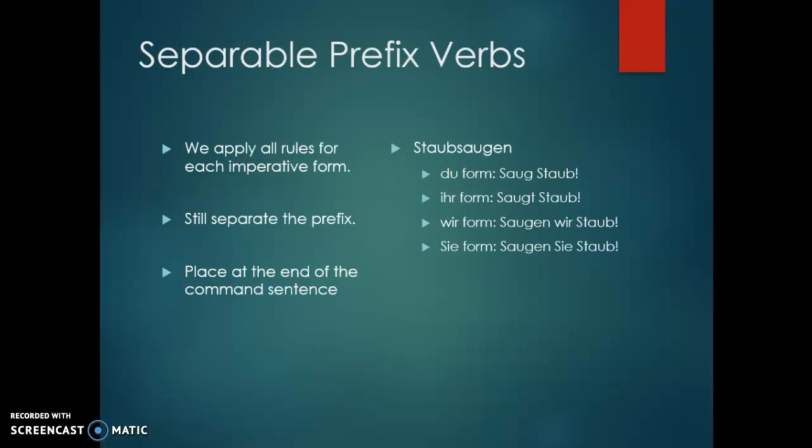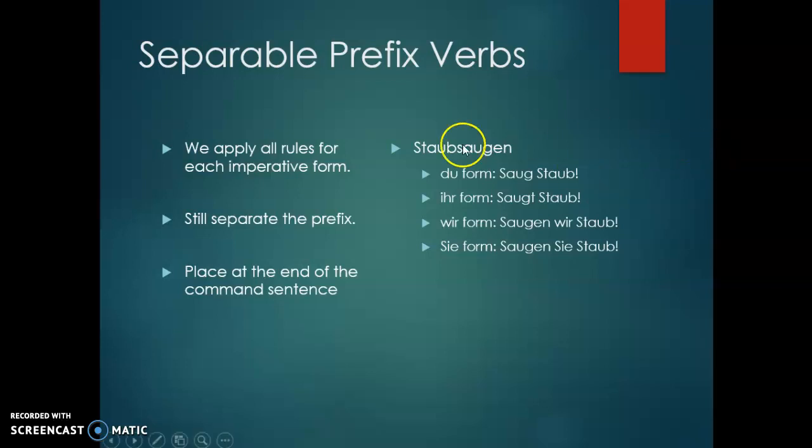Okay. Now, just a quick note for our separable prefix verbs. We may know these as Fruit Ninja verbs. We're still going to apply all the rules of each of our imperative forms. So, for du, we just took off the en on the verb. For ihr, we added a t after taking off that en. For wir, we added the word wir after the verb. And for Sie, we added Sie after that verb. But we are still also going to apply the rules for our separable prefix verbs, where we are going to separate the prefix and place it at the end of the command. Okay? So both rules still being applied.